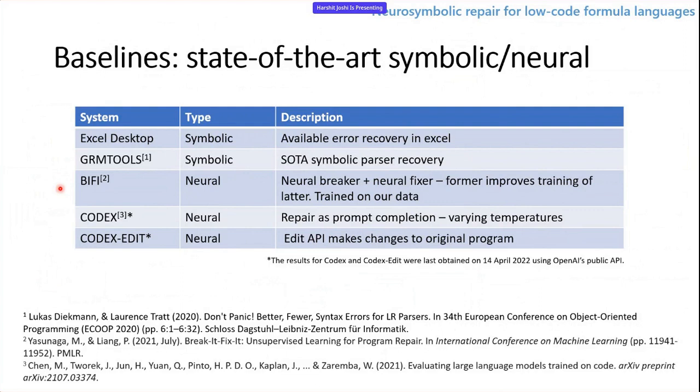We also try out two APIs from OpenAI, which are Codex and Codex Edit. In Codex, we provide a prompt, and Codex needs to complete the prompt and generate the repair. On the other hand, in Codex Edit, we provide the original formula, and Codex Edit performs the changes to the original program. So the difference is that it doesn't complete, it indeed makes changes to the original prompt.